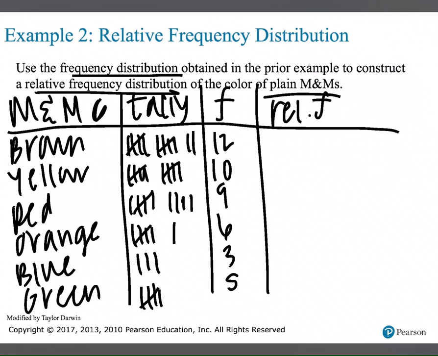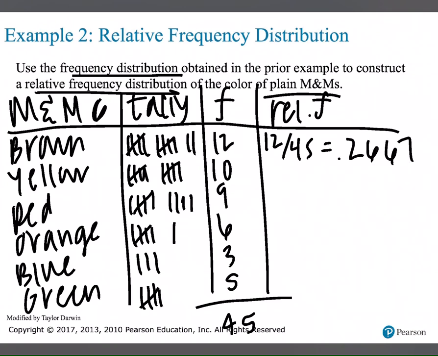Then the relative frequency is part out of whole. So what's our whole? What do our numbers add up to? 45. That's our total, or our whole. And so to get that part over whole, we're going to do 12 divided by 45. And I get 0.2667. I always go to 4 decimal places.